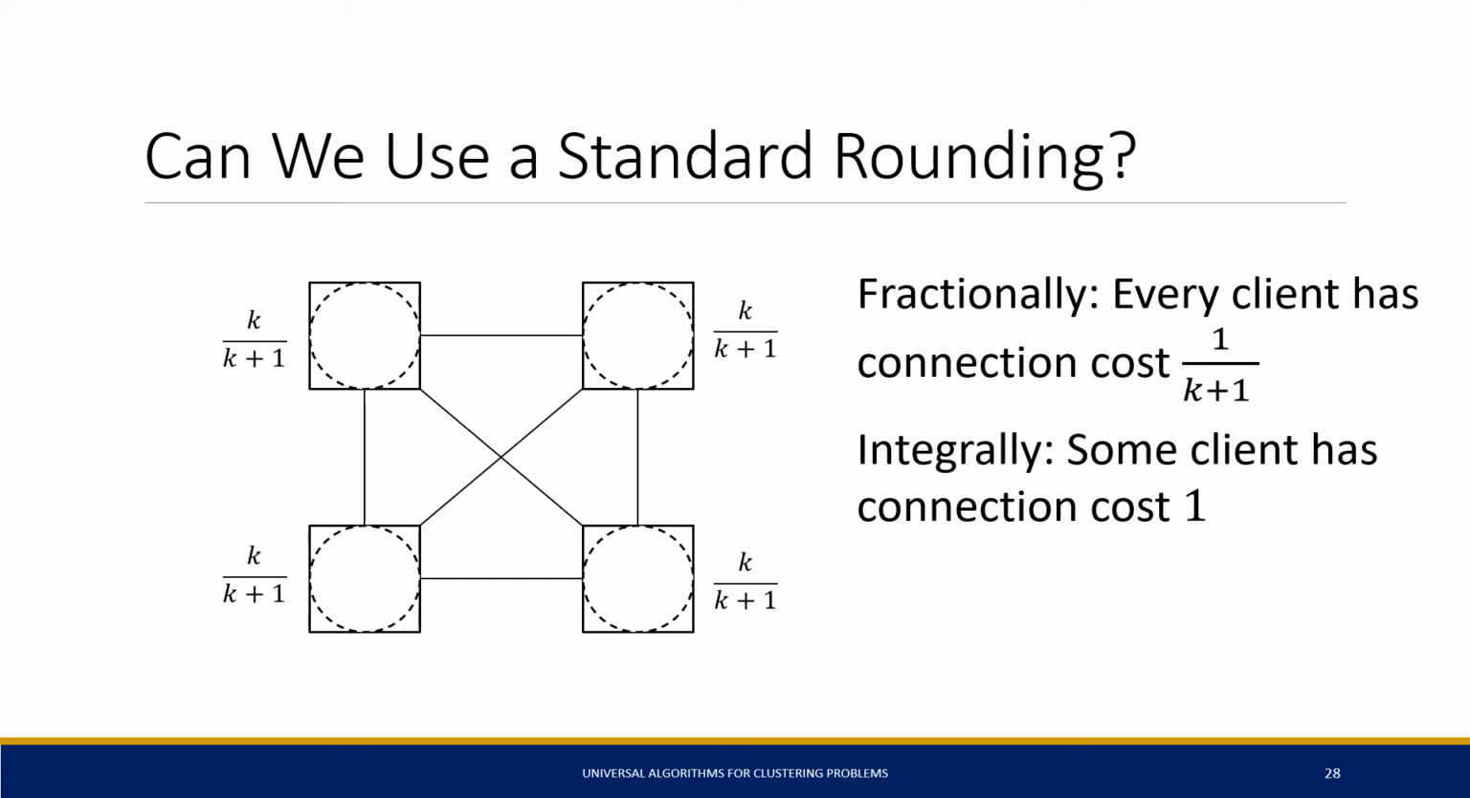So in my fractional solution, I can pay for fraction K over K plus 1 of every facility, and then connect each client to that K over K plus 1 fraction of the facility at the same point. And then for the remainder of its connection, I'll just connect it to one of the other clients that's distance 1 away. So fractionally, every client is going to have connection cost 1 over K plus 1. However, in any rounding, I'm going to have to choose some location not to place a facility at, and the client at that location is going to have connection cost 1 instead of 1 over K plus 1. So in any rounding, some client's connection cost will get blown up by this K plus 1 factor.